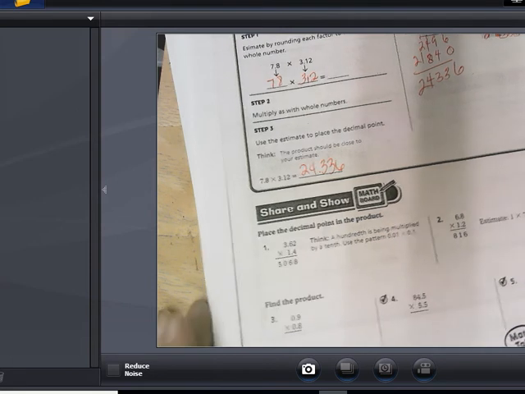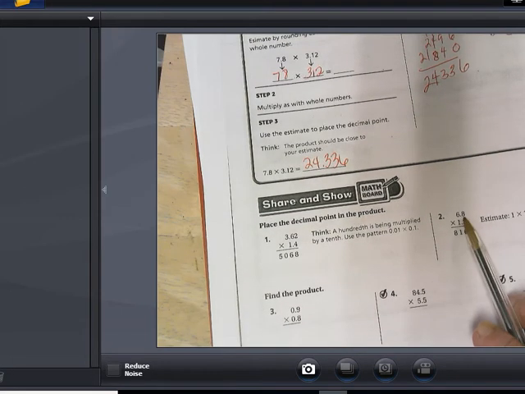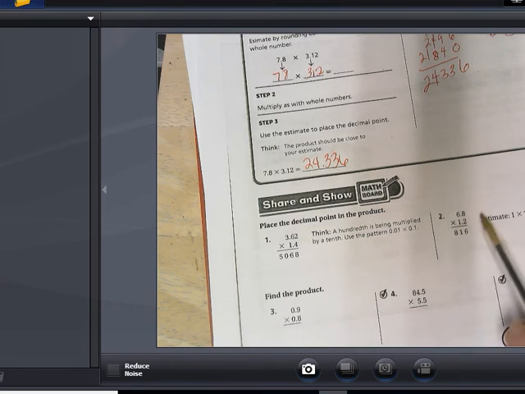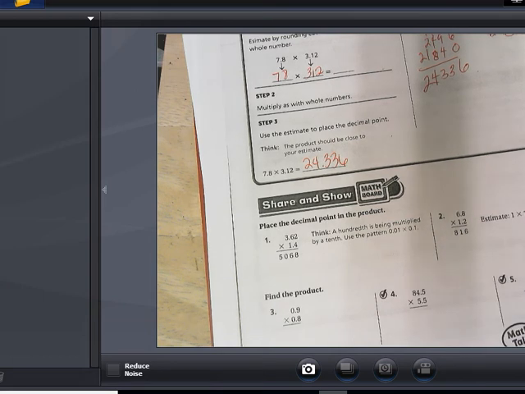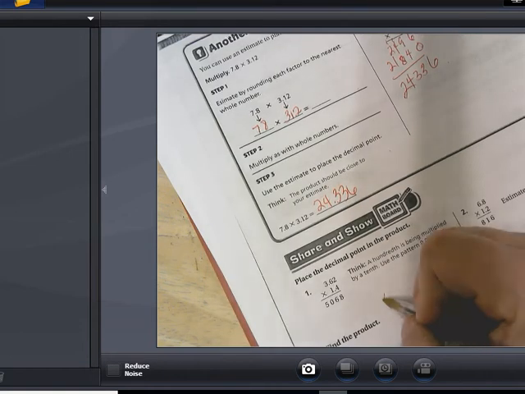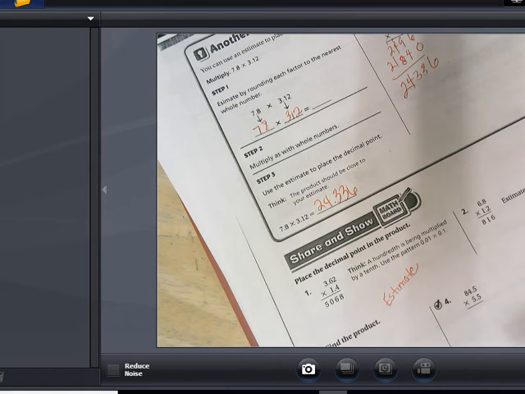So we're going back to what I think is so important: estimating first. Look at this as a whole number. It's a 7. Look at this as a whole number. It's a 1, because the 2 is going to tell the 1 to stay the same. The 8 is going to tell the 7 to go up. So if I multiply these, 7 times 1 is 7. That's my estimate. What I want you to do is first estimate, and then figure it.